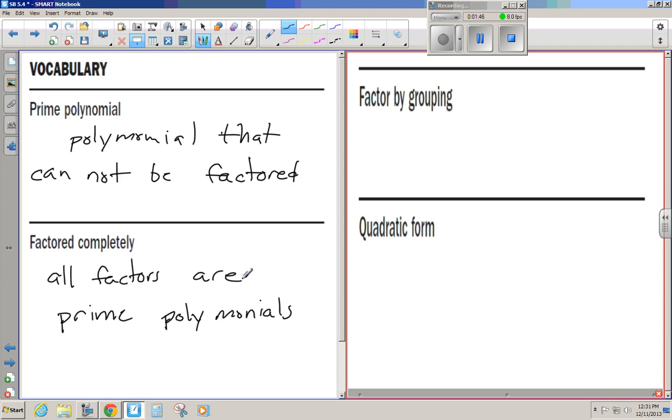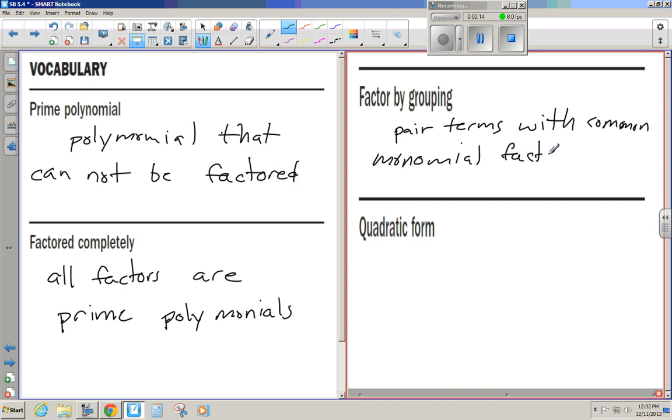Factor by grouping is when you pair terms with common monomial factors. And then you factor after you've paired them.